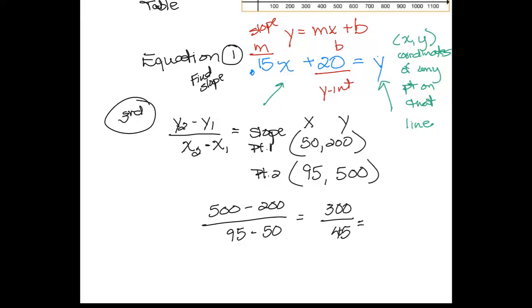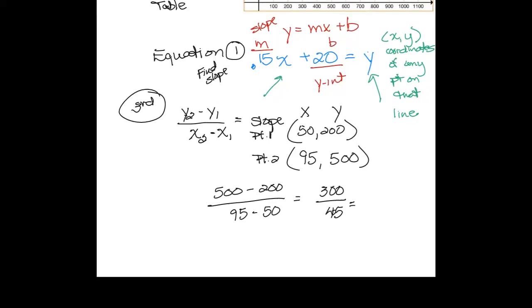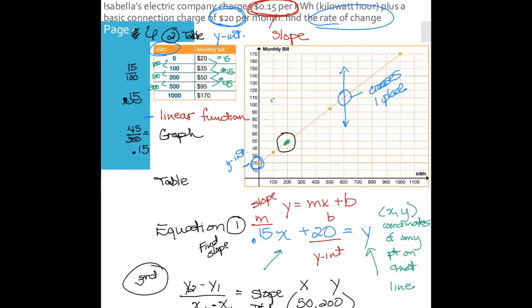All right, what is 300 divided by 45? Who's got a calculator? Hello? Change in y over the change in x. I did do the right way, didn't I? Change in y. No, I didn't. Oh my gosh. Why didn't you guys tell me?